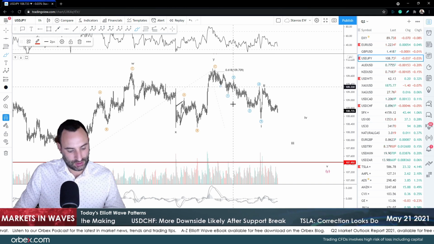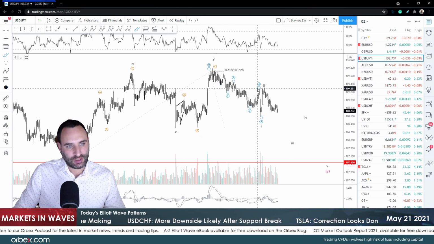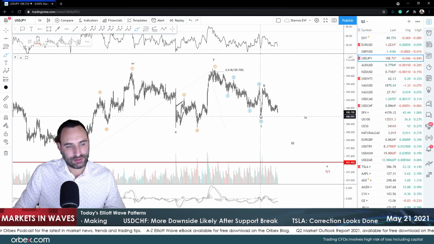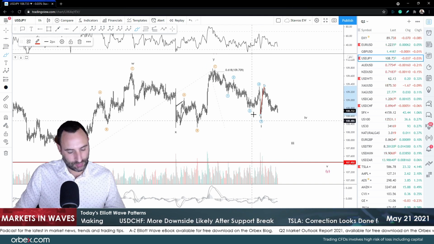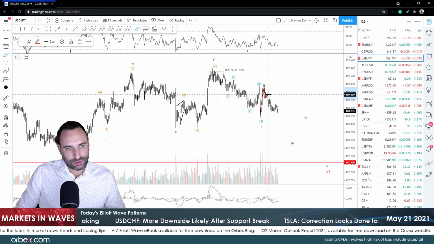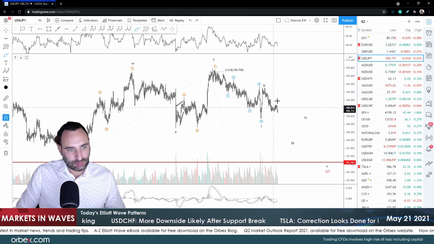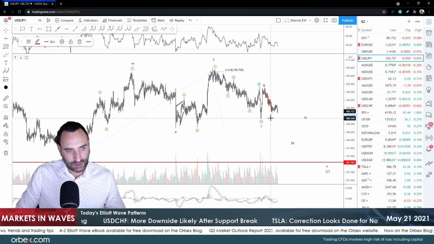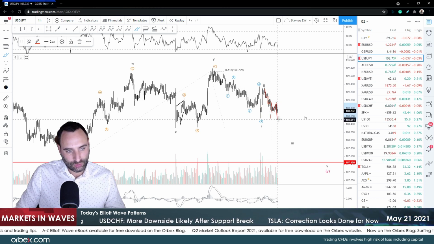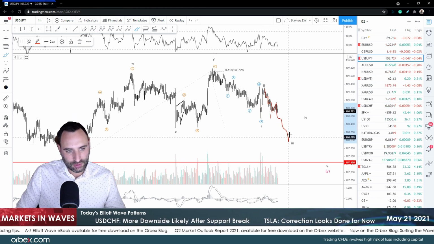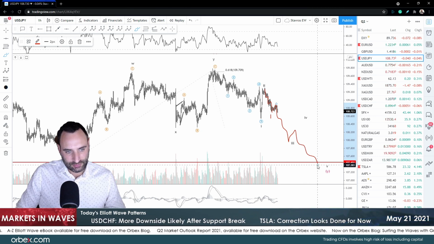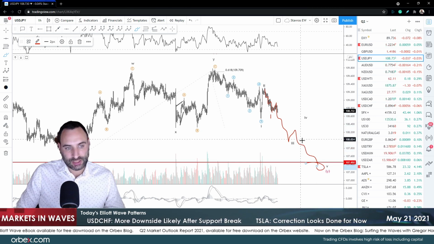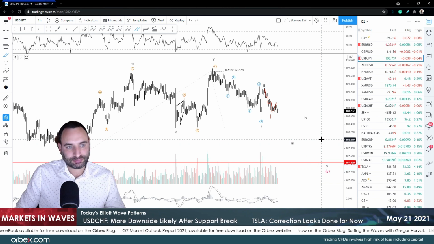So this at least is what it looks like to me. We've got the 4 in as well, and the 1, and we corrected up in wave 2. And since then, we've done 1 and 2, 3 and 4 and 5. That's 1, the 2, 1, 2, 3, 4, 5. 4, 1, 2, 3, 4, 5. This is a possibility.